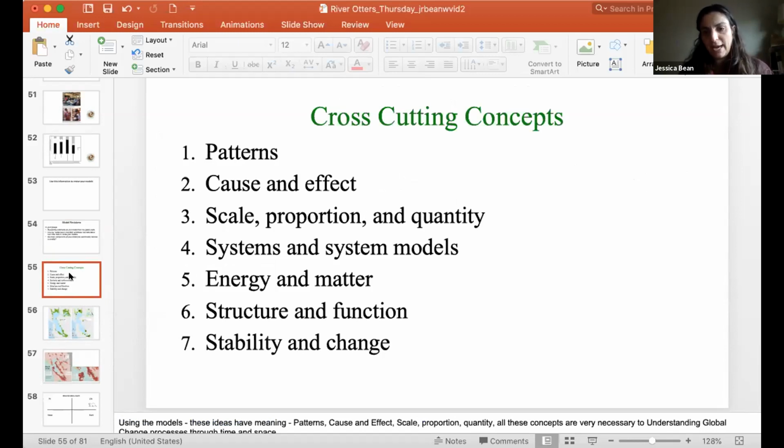So we talked about patterns. Cause and effect. We've certainly looked at cause and effect, right? What has affected the otters? What causes changes in otter distribution? Yep. What about scale or proportion or quantity?